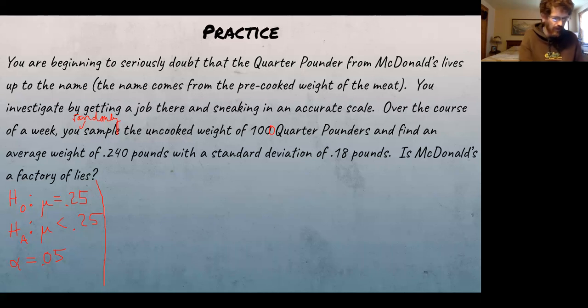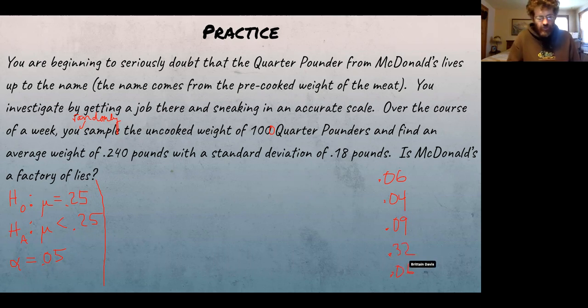So if you ran a lot of tests and you got 0.06, 0.04, 0.09, 0.32, and 0.06, it's really tempting to say, I'm going to go with the 0.05 level, so therefore that one's significant. You can't do that after the fact. It needs to be done at the beginning.